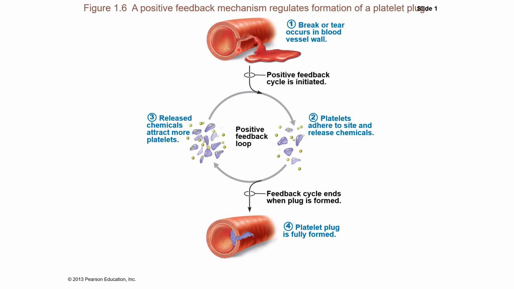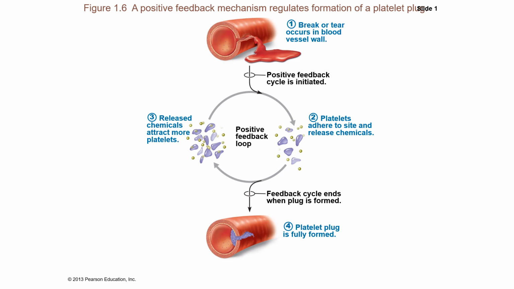So here it is, the blood vessel has a tear, and then what's going to happen is platelets are going to start to stick to the site of the tear. Then they are going to release chemicals that attract more platelets. So then more platelets stick there, and they release more chemicals that attract more platelets, more and more, until this platelet plug is formed, which closes up that leak. So that is another positive feedback mechanism.